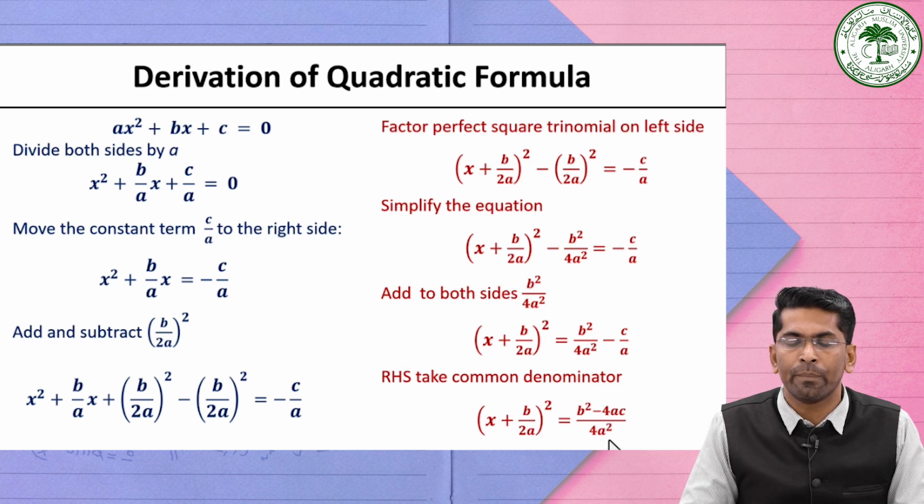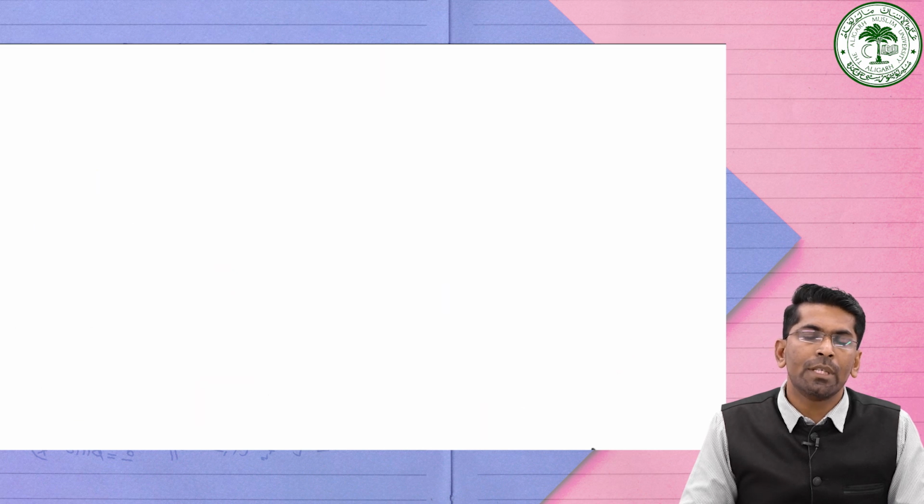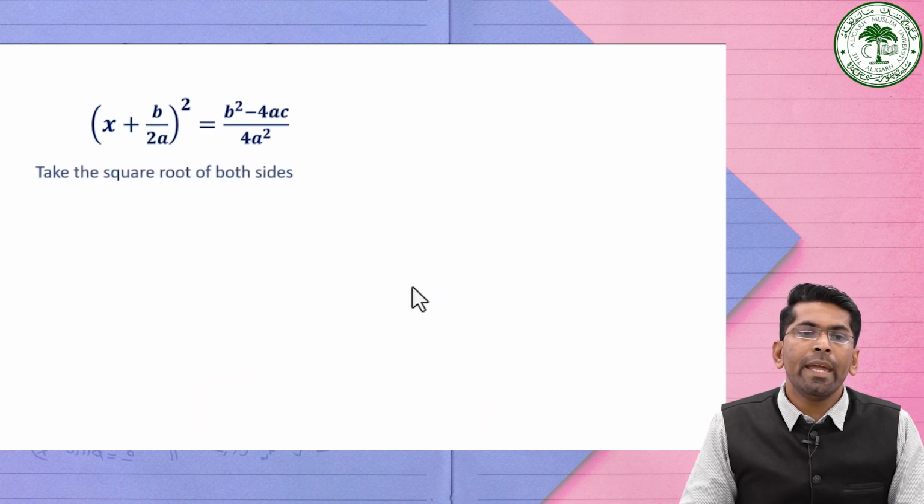After this particular step, we will again take the square root of both sides, especially remembering that we are going to consider both the positive and negative square roots. So here we are considering the square root of both sides.